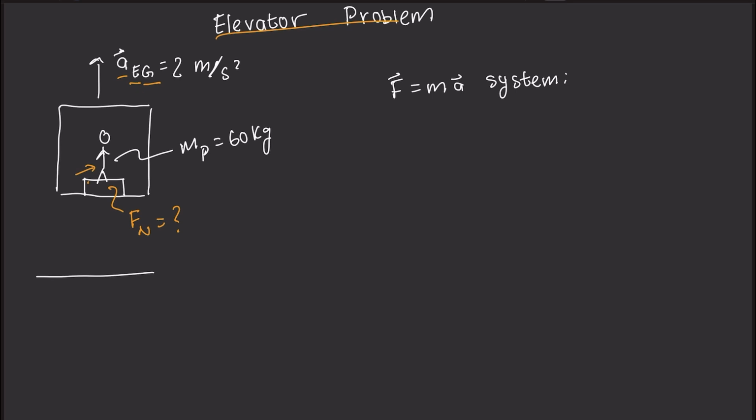Let's see. You can choose what you want to make your system. Understand that nature doesn't have a system, which is why you get to choose. You can make everything your system, but if you do the problem that way, you'll realize it won't work. The system that makes this problem solvable is just the person, because that's the amount of data given. With this amount of given data, we can do that.